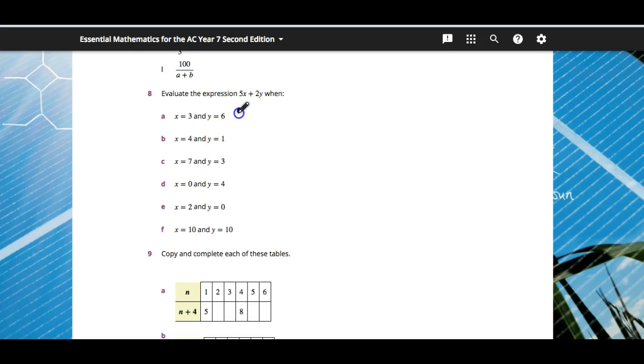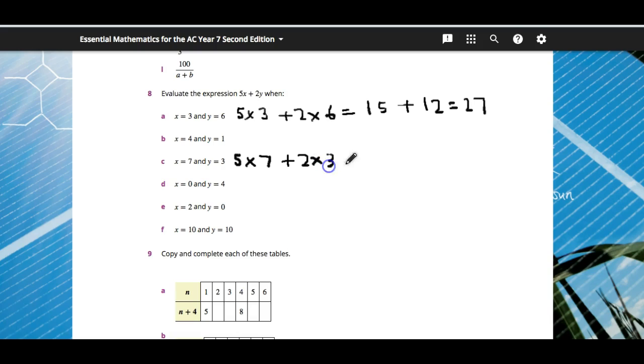So the first one is 5x, so it's 5 times 3 plus 2 times y, which is 6. 5 times 3 is 15, and then 2 times 6 is 12, and your final answer is 27. All right, let's skip and do C. So again, 5 times x, in this case x is 7, plus 2 times y, in this case it's 3. So 5 times 7 is 35. 2 times 3 is 6, so your final answer is 41.